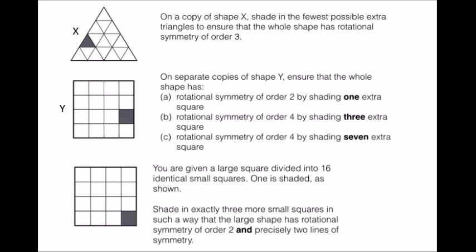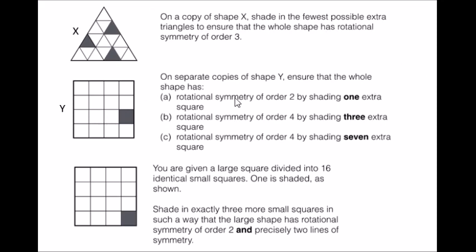We can also shade in shapes to give things orders of rotational symmetry. So if we wanted to give this shape order 3 rotational symmetry, we would need to shade in certain triangles on the grid. Have a go, and I'll go through the answers. So for shape X, the triangles we need to shade in are these triangles here, because then as we rotate, this would become here and this would become here, so it would look like its original position 3 times.